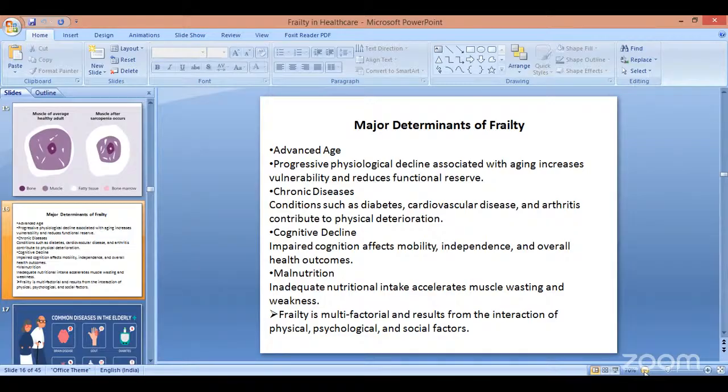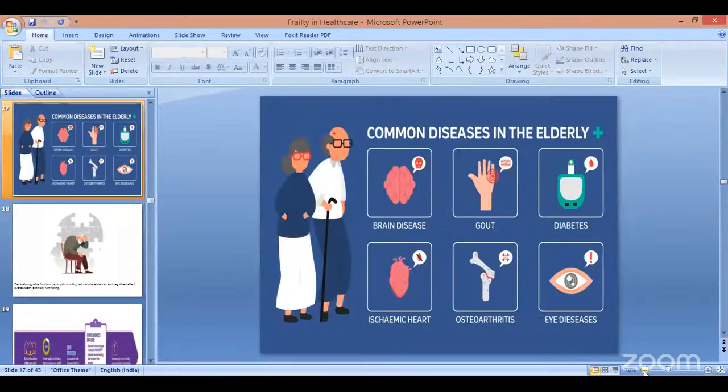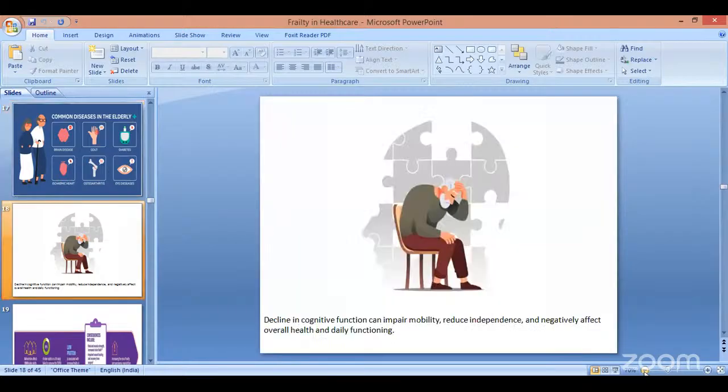Frailty is multifactorial and results from the interaction of physical, psychological, and social factors. Here is the picture where they are discussing the most common diseases we can see in elderly people. So brain diseases are common, gout we can see in elderly people, diabetes, ischemic heart disease, arthritis, and eye disease. Here in the picture, we can see the frail patient, they have a decline in cognitive function that also impairs mobility, reduces independence, and negatively affects overall health and daily functioning.